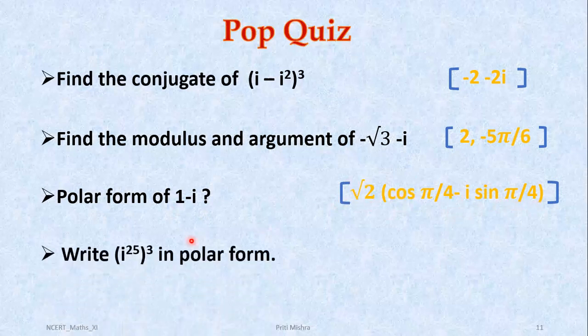Then our next question is, write i to the power 25, whole to the power 3, in polar form. Yes. So first you need to simplify this. Then you can easily write it in polar form. So the answer is cos pi by 2 minus i sin pi by 2.